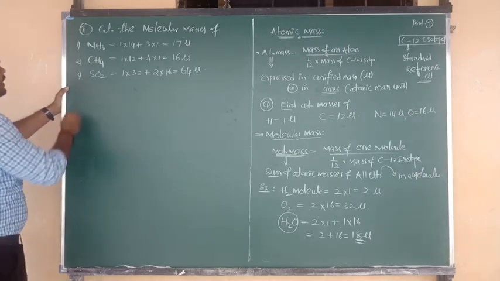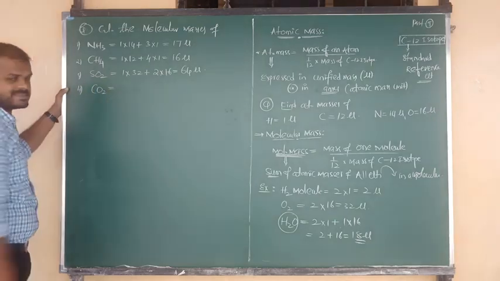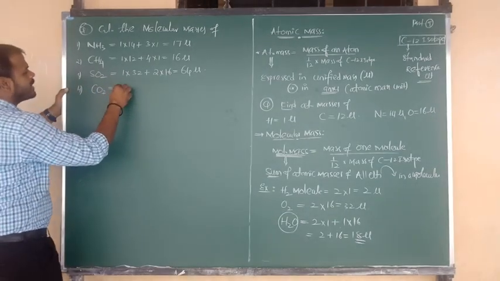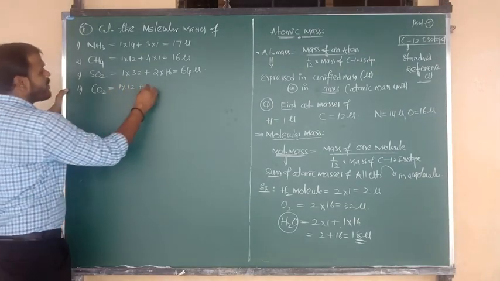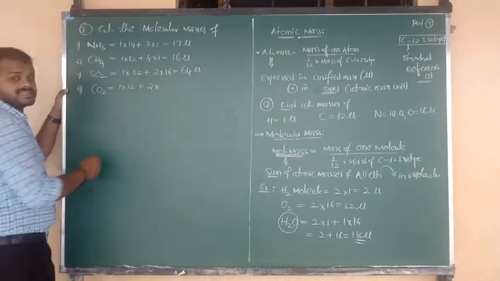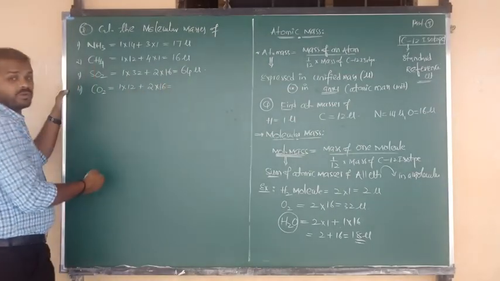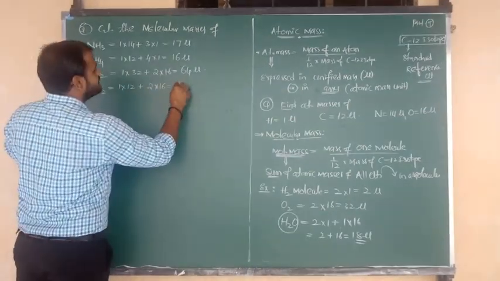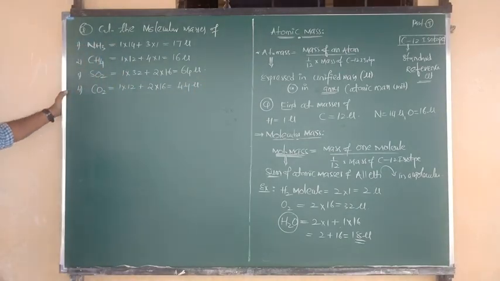Okay? Good. So next one I am going to give you is carbon dioxide. Number of carbon atoms is 1, its mass is 12 unified. Number of oxygens is 2, its mass is 16 unified mass. 2 into 16 is 32, 32 plus 12 means we have to say 44 units.